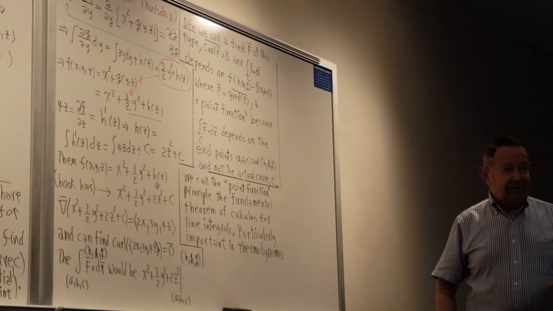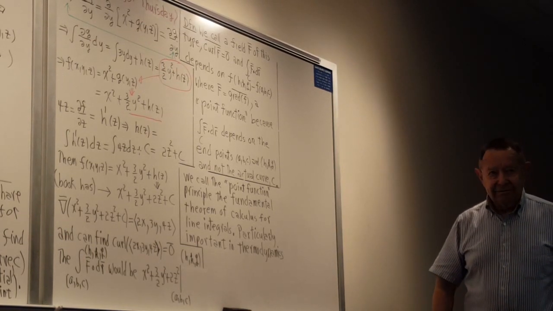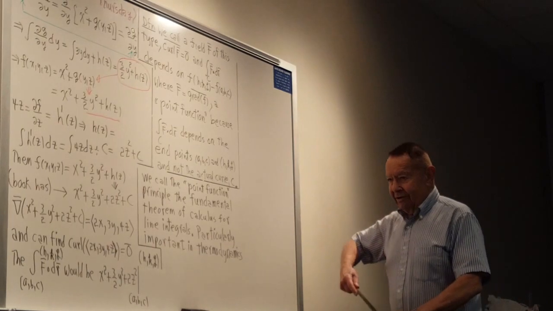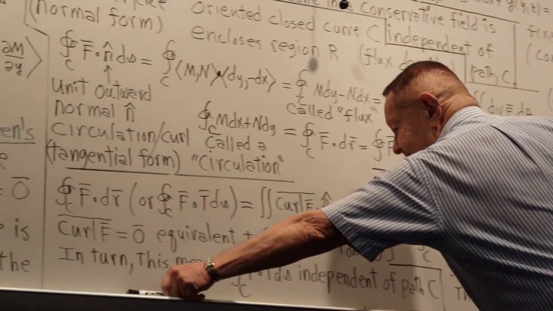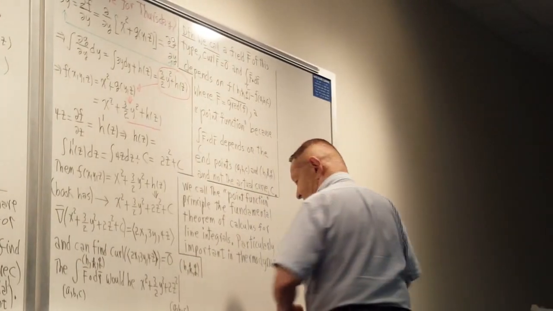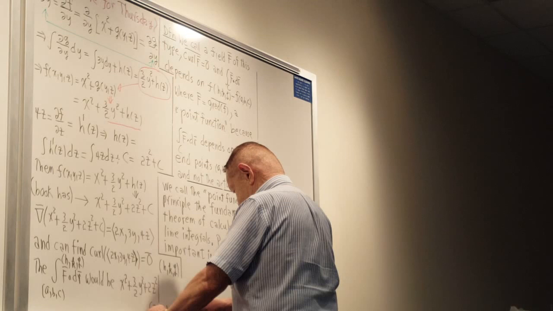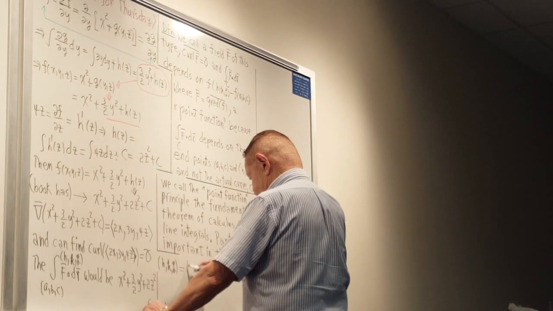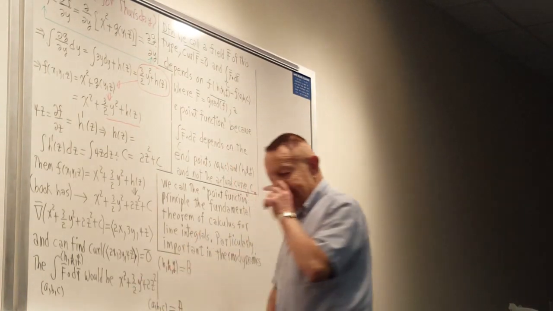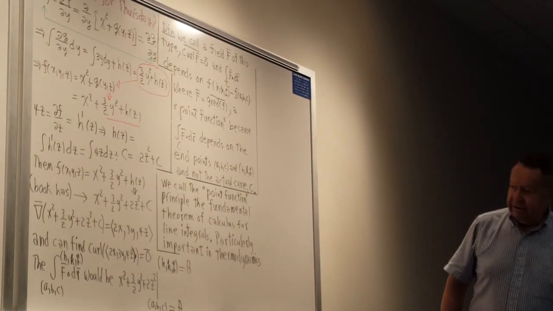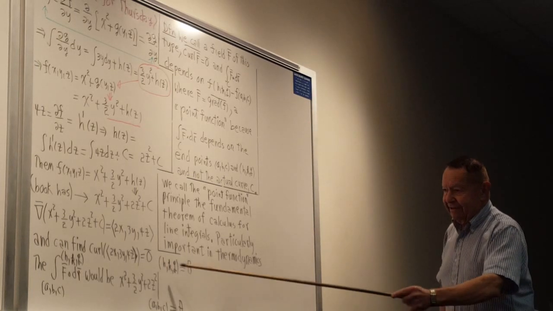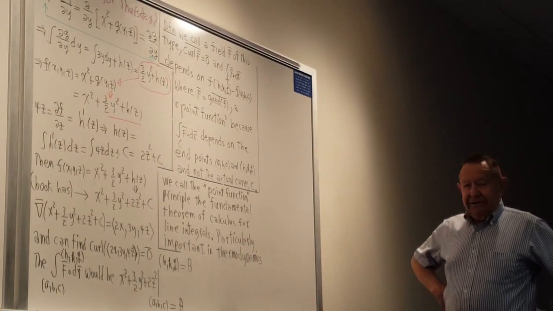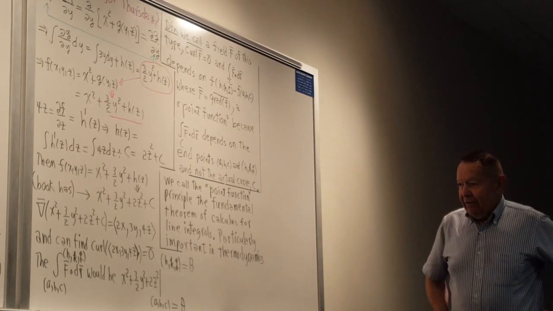So if you have something where curl is 0, and you want a line integral from a point, say you call this beginning point capital letter A and this end point capital letter B. If you have a setup like that, you can get the potential, as I'm saying, and take the difference.